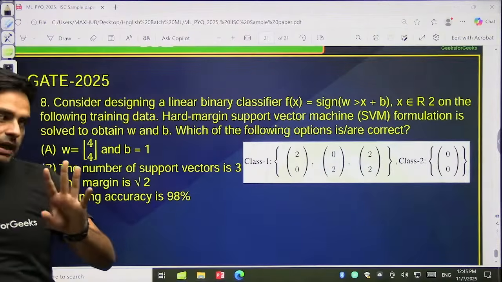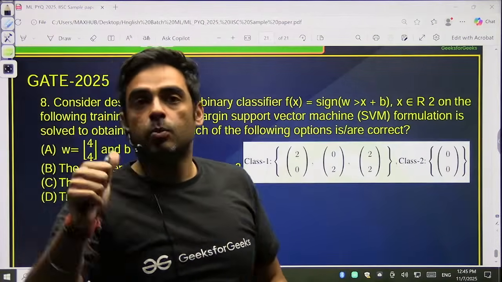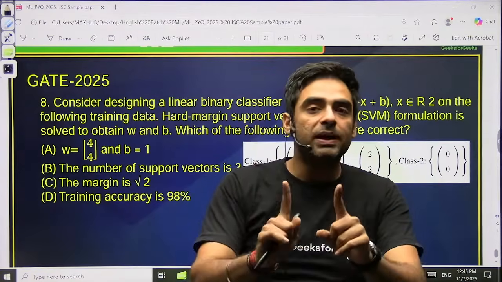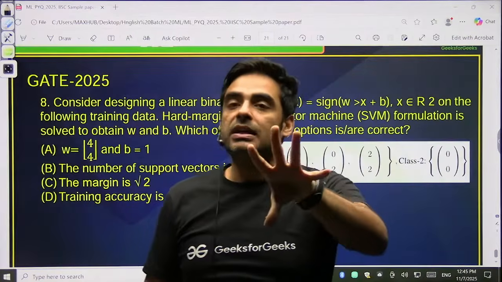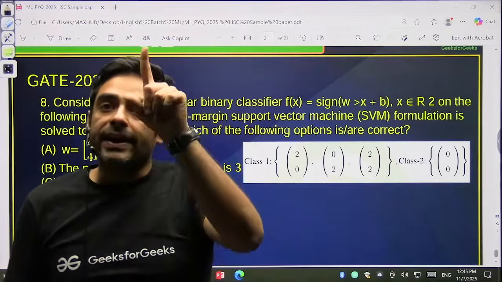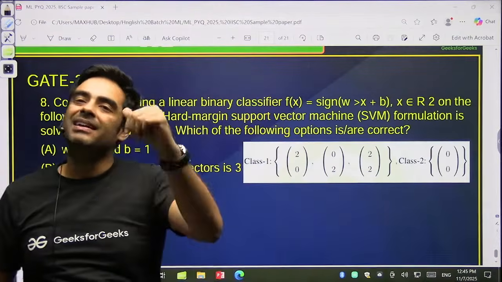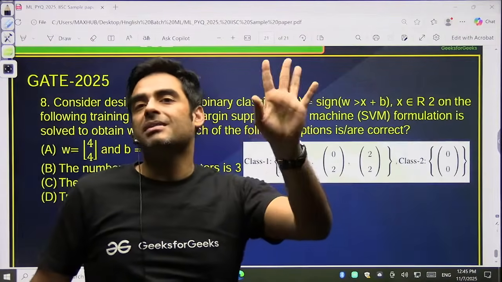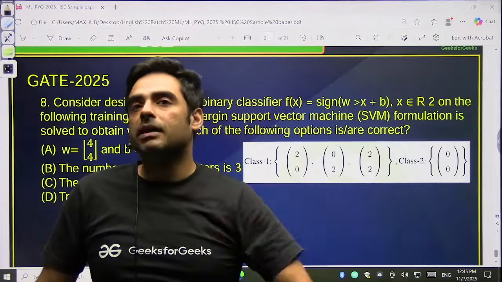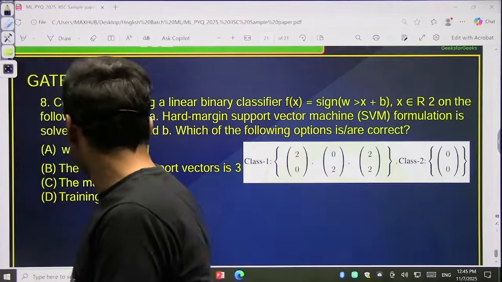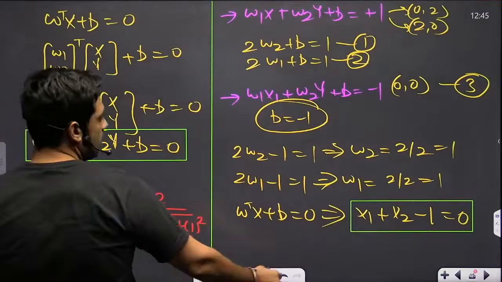I hope you are able to judge the difficulty level of what GATE is asking. SVM entirely depends on your concepts. If your concept is clear, you will easily get the answer, and there is nothing more to it. So option B and C.